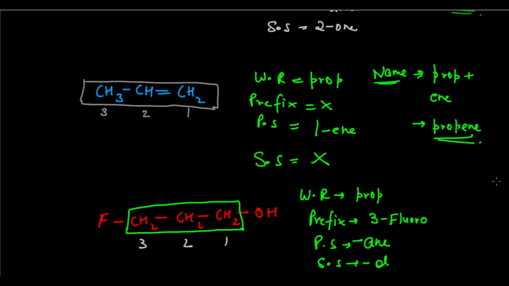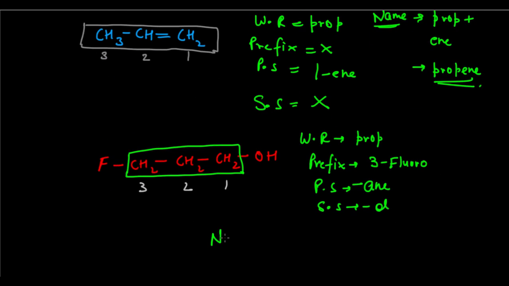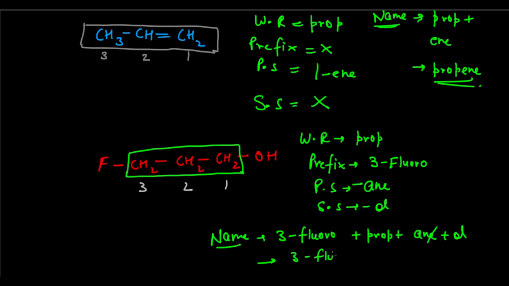So now you put the name of this compound, which is easy now. So the name of the compound will be prop. No, not prop. We have a prefix this time. So 3-fluoro plus prop plus ane plus ol. And this E gets cancelled. You will have 3-fluoropropanol. This is the name of this compound.